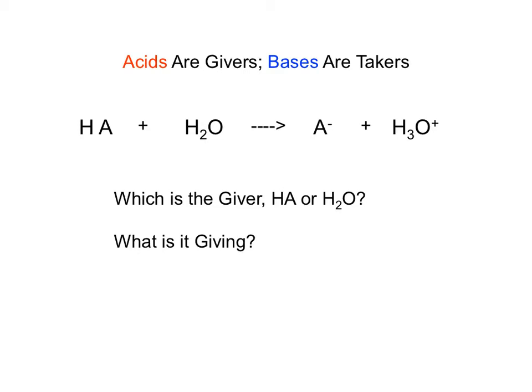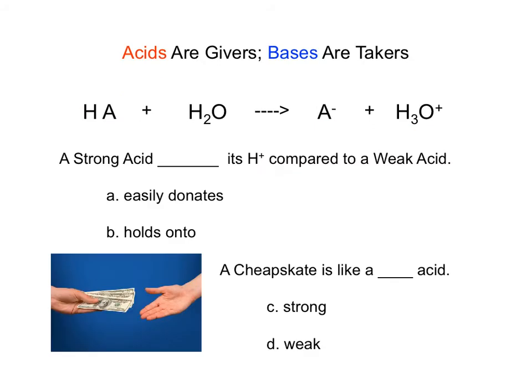Let's take a look at a chemical reaction. Stop the video and answer these 2 questions. And the answers are, so here's what's happening. HA gives up or donates the proton to H2O. When HA loses a proton, it becomes A minus. When H2O gains a proton, it becomes H3O+.